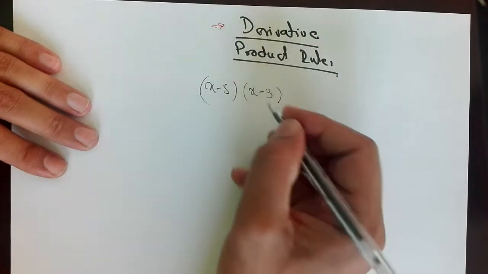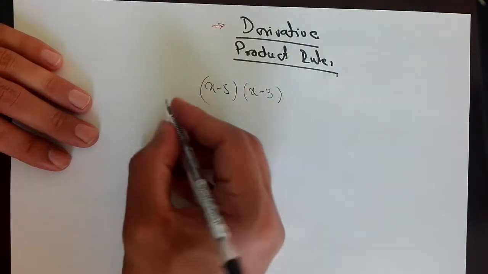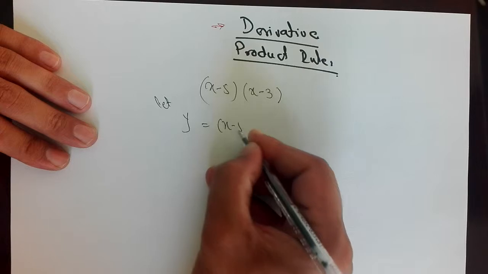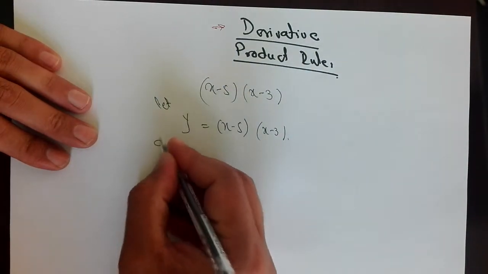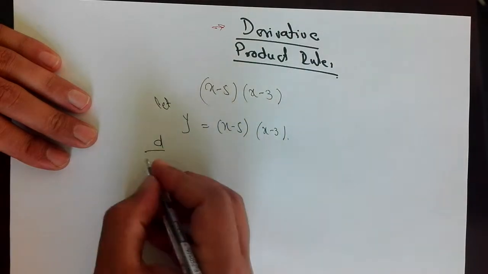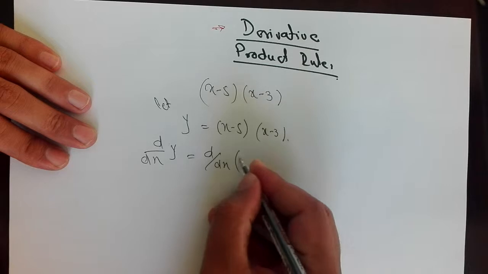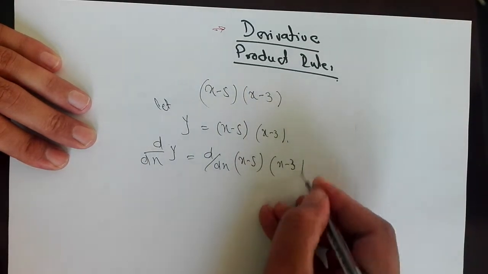See, two functions are multiplying with each other. Now how will we solve this question? First, let y be equal to (x minus 5)(x minus 3). Taking the derivative, now see there is x, so we will differentiate with respect to x: d over dx of (x minus 5)(x minus 3).